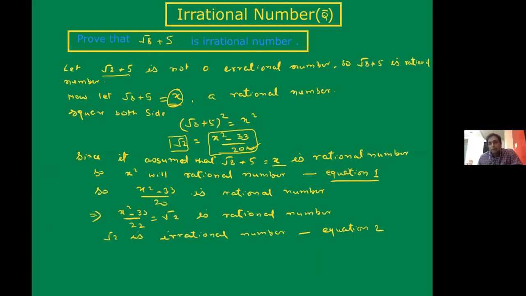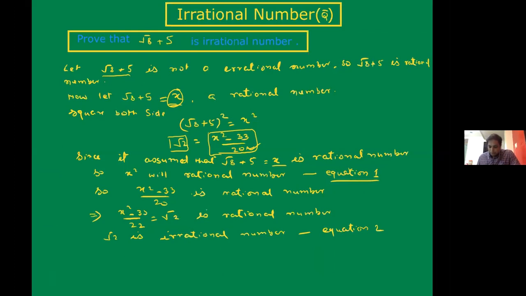Like 2 is a rational number, so 2 square, 4, is also a rational number. Like 5 is a rational number, so 5 square, 25, is also a rational number. Fine. So x square is the rational number. So (x square minus 33) by 20 is also a rational number, because from the rational number x square I am subtracting a rational number and dividing by a rational number. Okay, so it's a rational number.